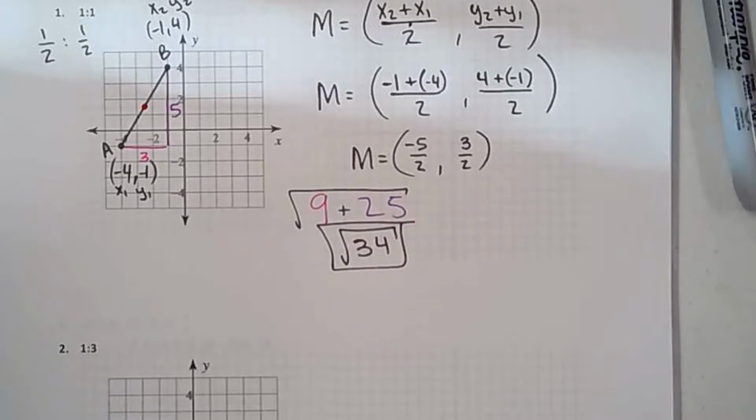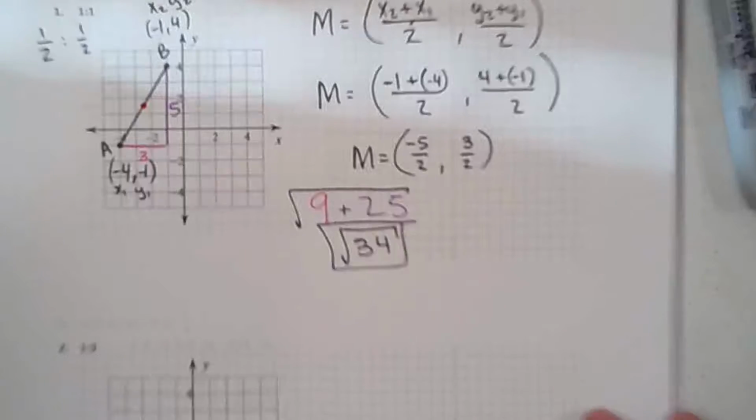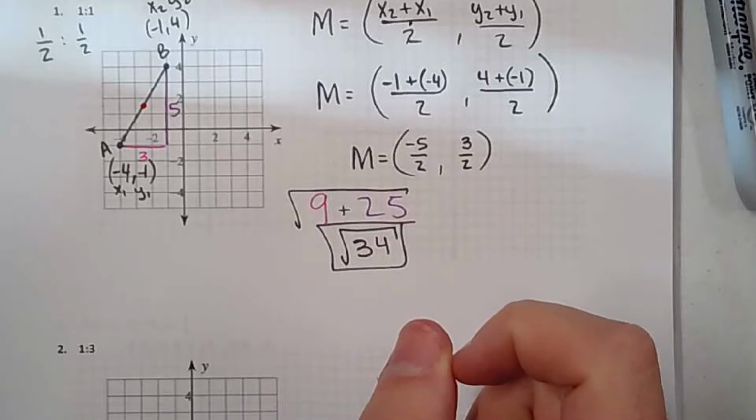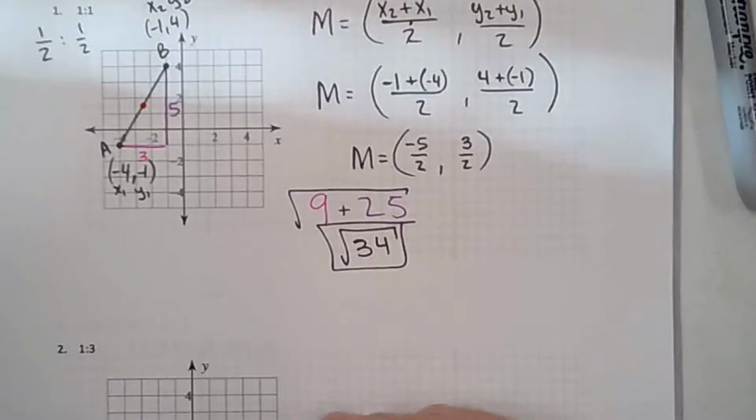Again, could we have gotten this by using the distance formula? Sure, right? We would have plugged in our numbers. We would have gotten a distance of 3. We'd square it, do all that stuff, right? We'd end up with the same answer.